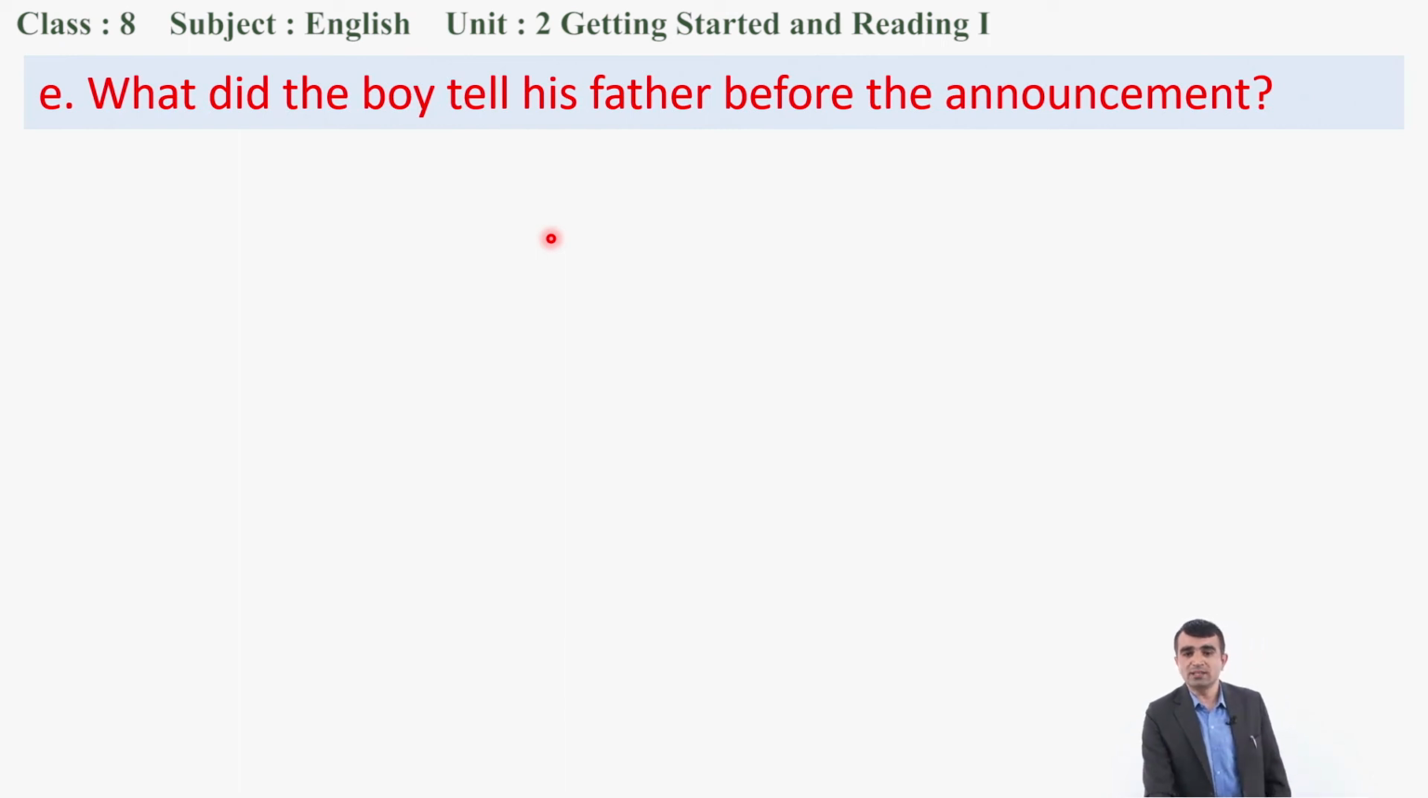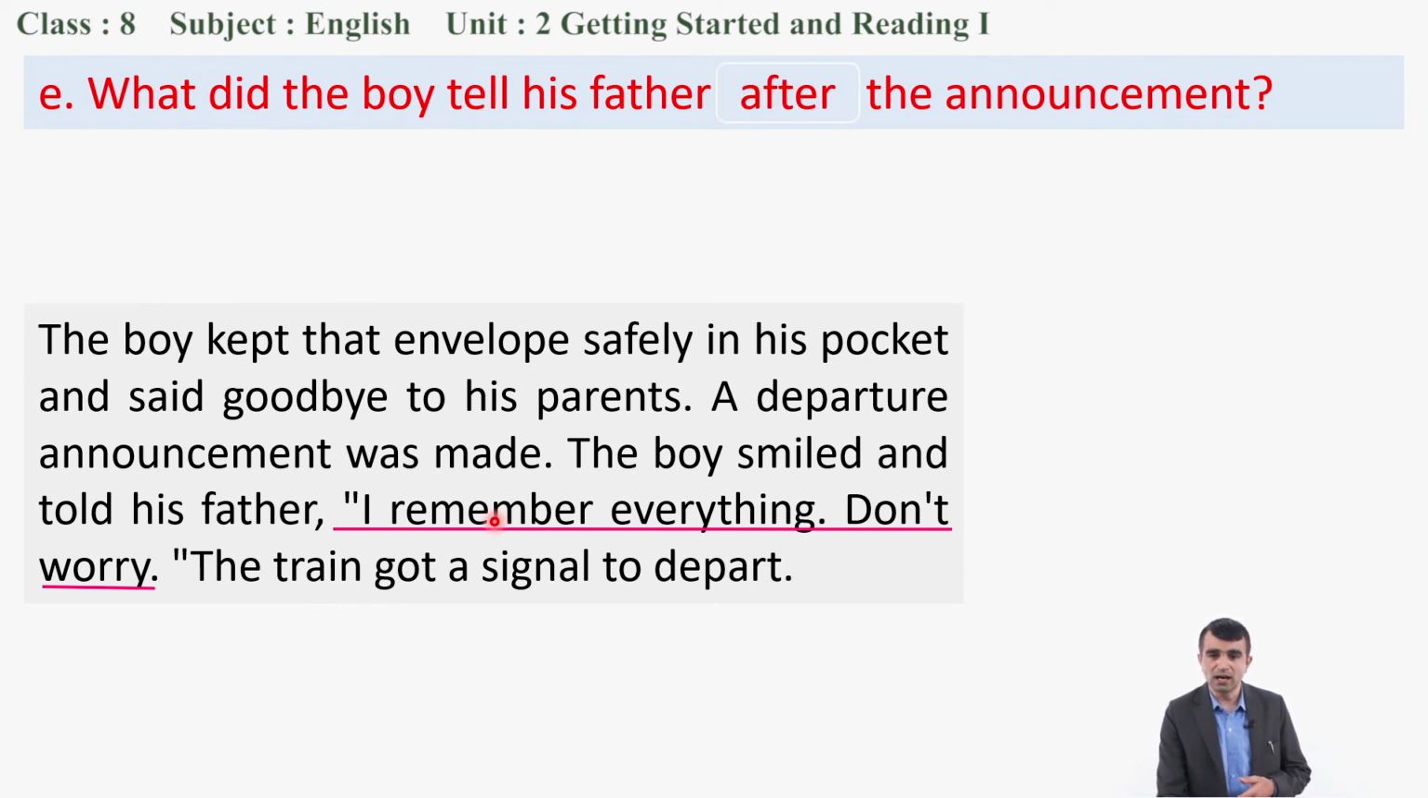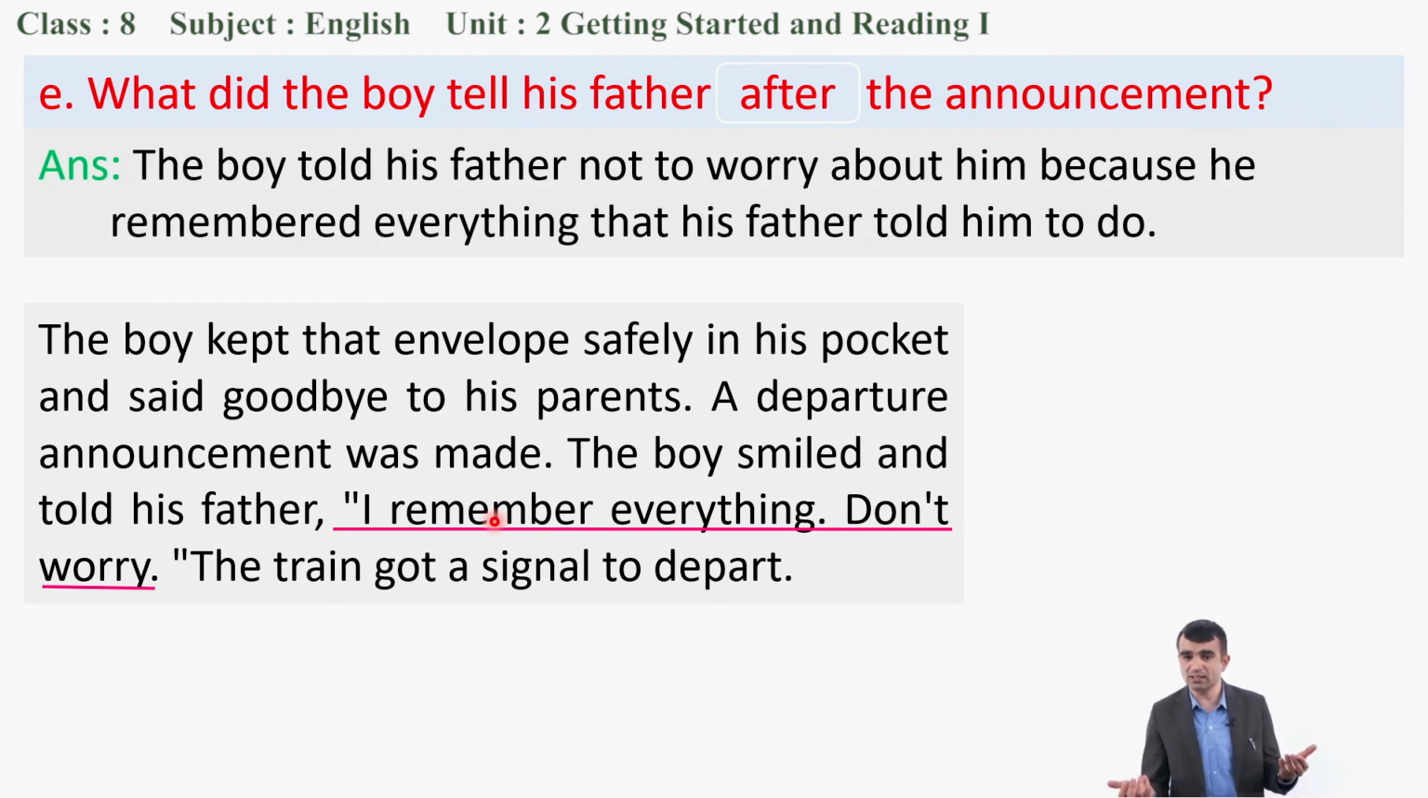Well, next is, what did the boy tell his father before the announcement? What did he say? Well, he said, I remember everything. Don't worry. Here, before is given in the question, but he said it after the departure announcement, wasn't it? A departure announcement was made, the boy smiled and told his father, is given, isn't it? So, here you can use after, okay? And then, answer this question. What did he say? Now, the boy told his father not to worry about him because he remembered everything that his father told him to do.